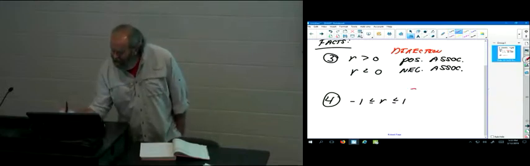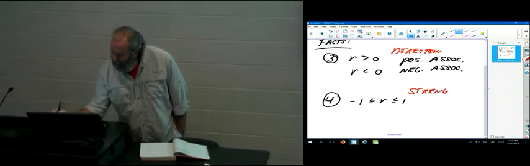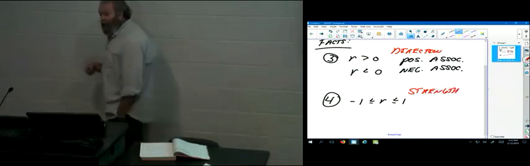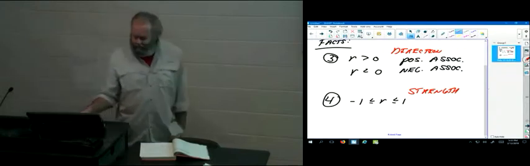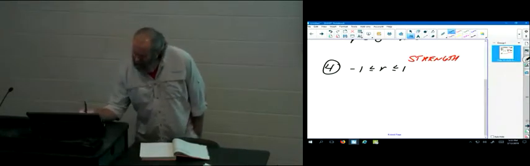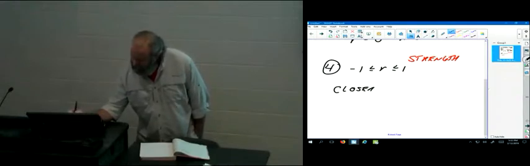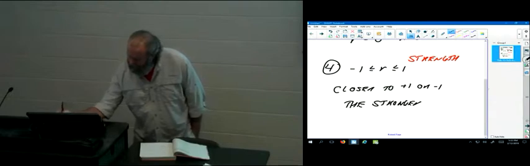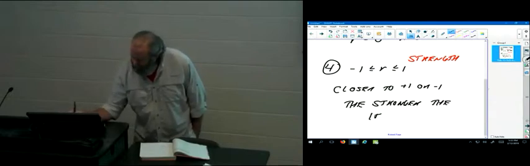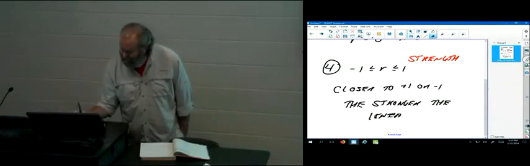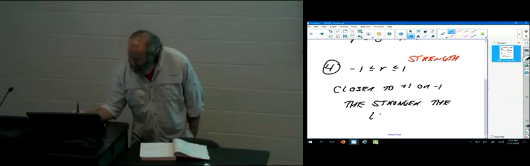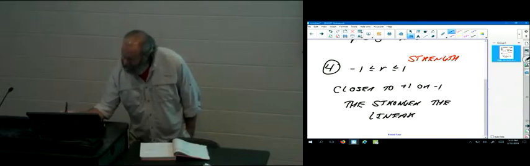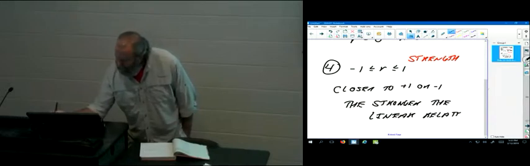So this part here is going to tell us about the strength. In other words, how close do the points follow this linear form? Remember, because all this is dealing with a linear form and only a linear form. And my thought is this: the closer to plus one or minus one, the stronger the linear relationship, or the linear association. Okay?